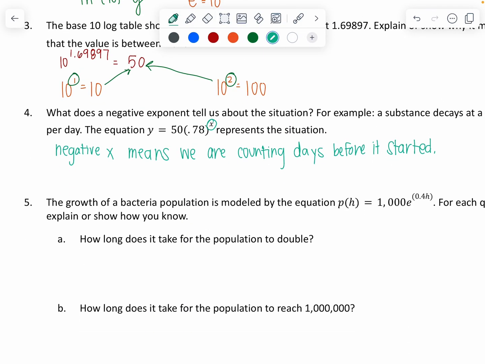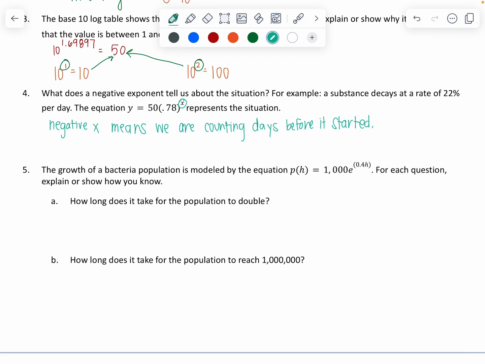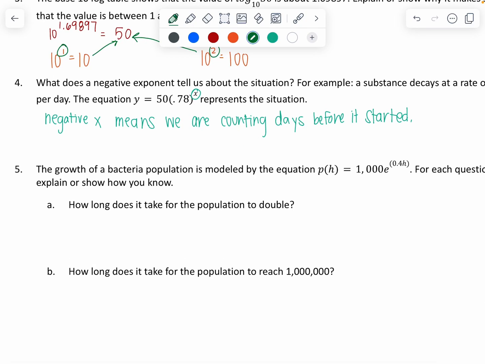Okay. Number 5, the growth of a bacteria population is modeled by this equation. For each question, explain or show how you know. How long does it take for the population to double? Okay, so it started at 1,000. So to double, that means it's going to be at 2,000 now, equal to 1,000 e to the 0.4h.